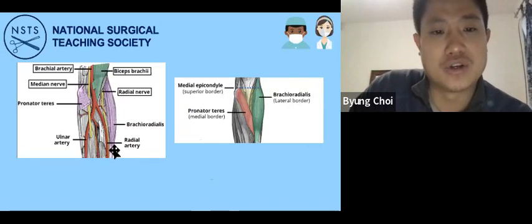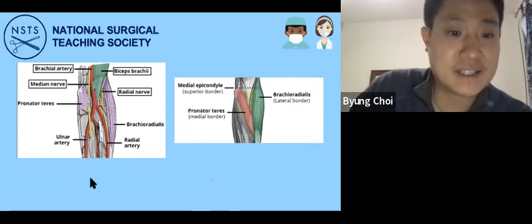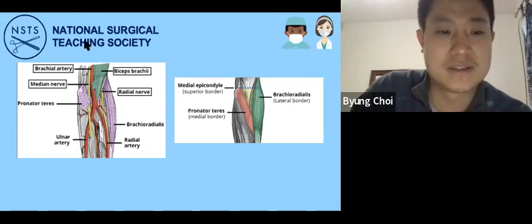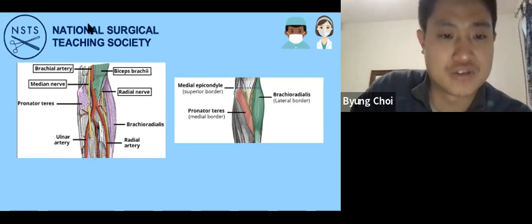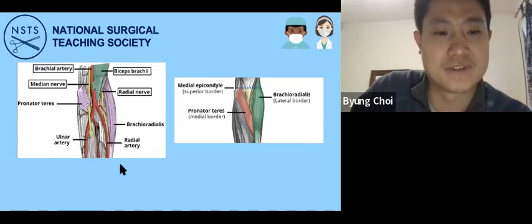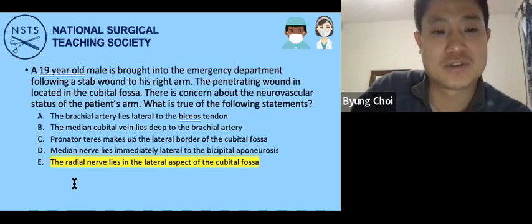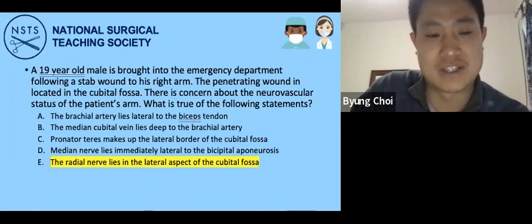Looking on here, the median nerve runs medially, and that's quite nice to remember because it's on the medial aspect of the fossa. You've got the median nerve coming down. Immediately lateral next is always the brachial artery. Then you'll have the biceps. It's not on this diagram, apologies for this, but then you'll have your bicipital tendon coming down with the radial nerve more towards the lateral aspect of the antecubital fossa. So E is the correct answer here because the radial nerve is on the lateral aspect.